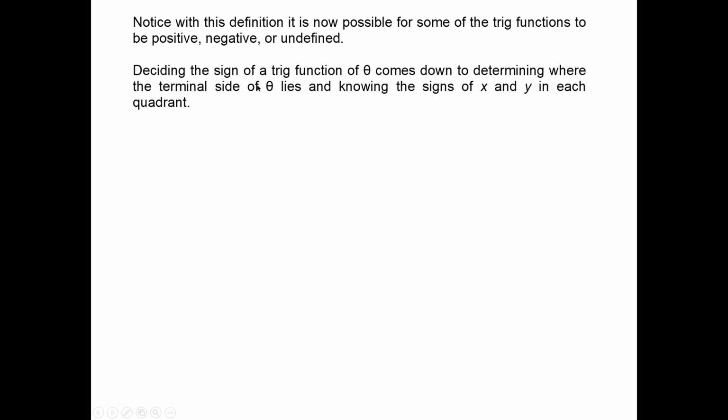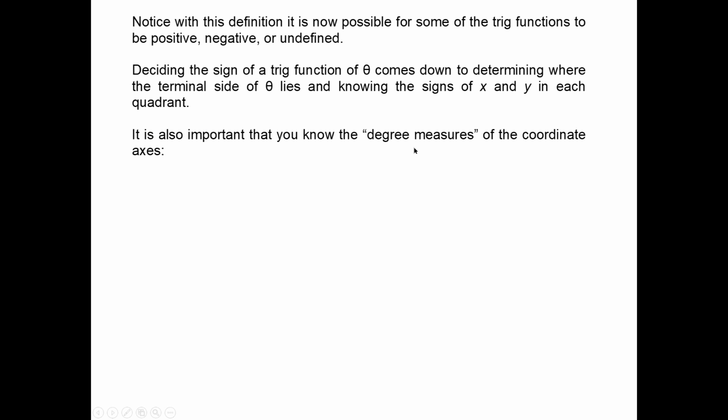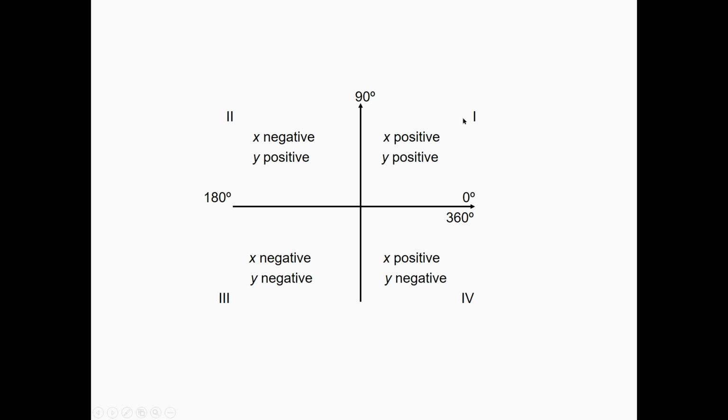So deciding the algebra sign of a trig function of theta comes down to determining where the terminal side of theta lies and knowing the algebra signs of x and y in each quadrant. Now, some people make you memorize, but I think it's easier just to look at the pictures. So it's also important that you know the degree measures of the coordinate axes. Okay, so again, this is quadrant 1, quadrant 2, quadrant 3, quadrant 4. The x-axis, when you start, is 0 degrees. When you hit the positive y-axis, 90 degrees.